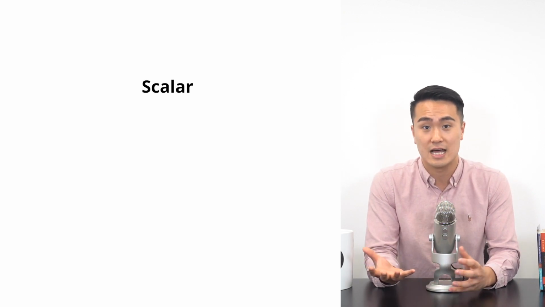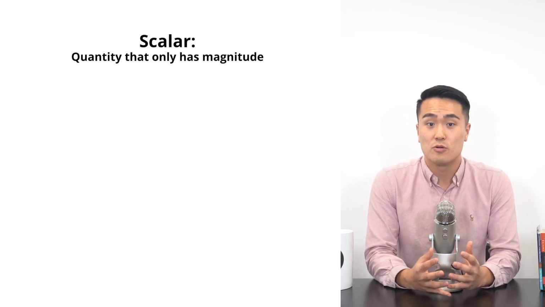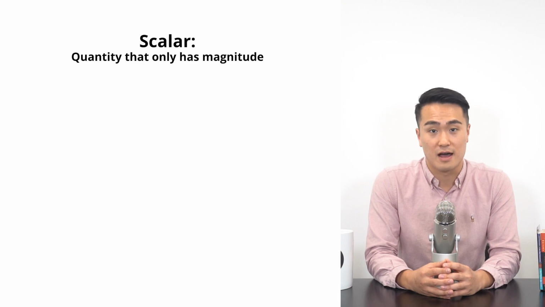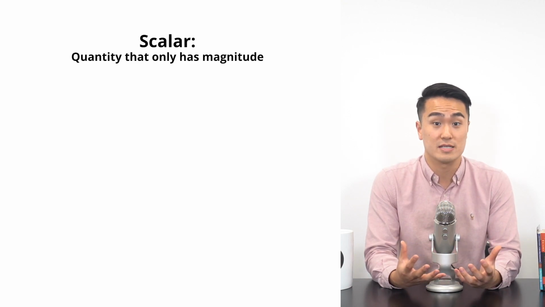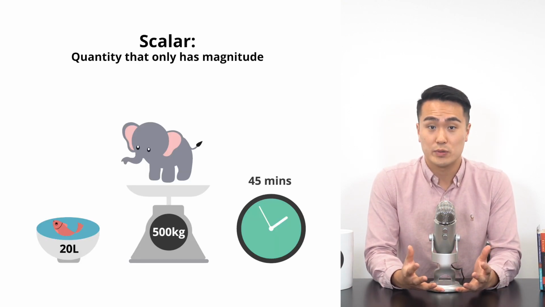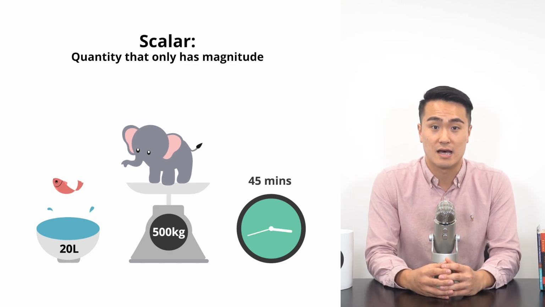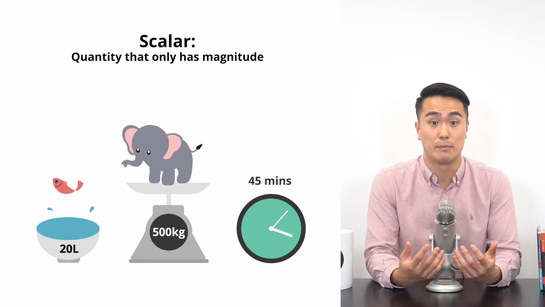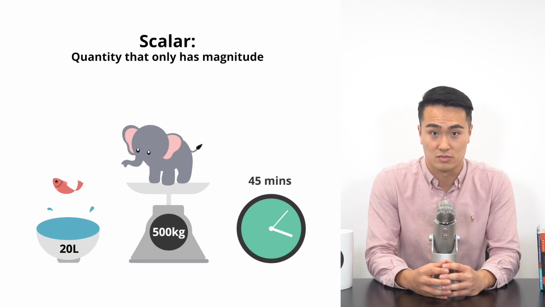So firstly, let's look at the 2 types of quantities, scalar and vector. A scalar quantity is a quantity that is only defined by a magnitude, so it can be expressed as a number. For example, quantities like volume, mass, and time are scalar quantities since they are completely described by its magnitude.